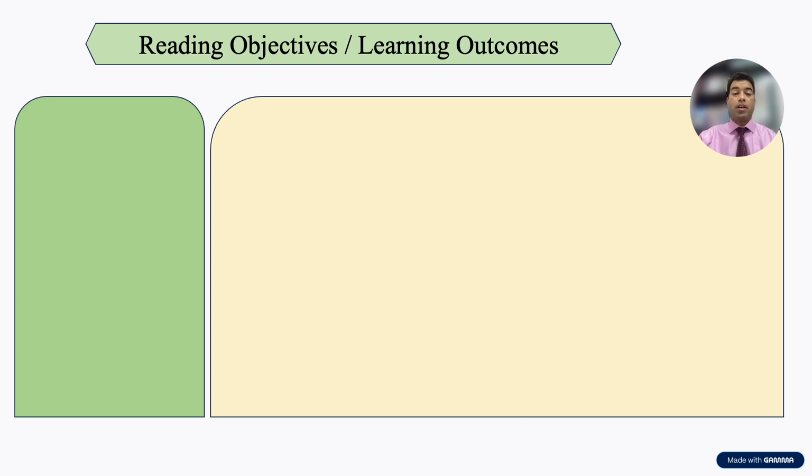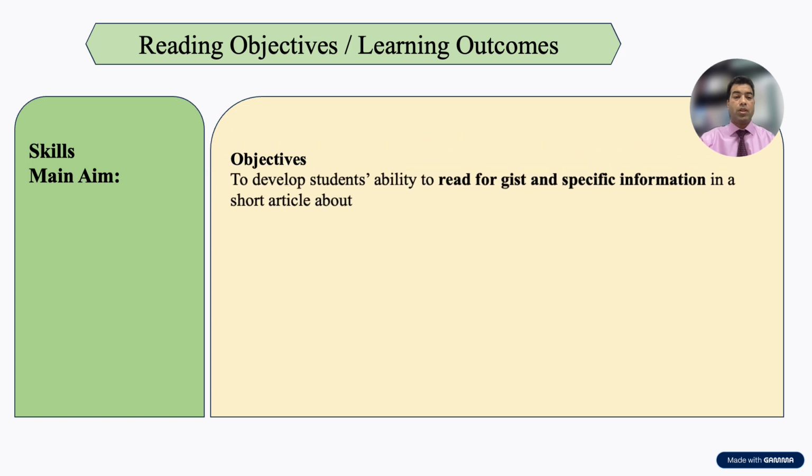Reading objectives are learning outcomes. In reading we have skills and objectives. For example, whenever we have a reading paragraph, we give students something to read, like, okay, read a text. It has some main aim. The first one is reading, to develop students' ability to read for specific information. A short article about any topic students can read.